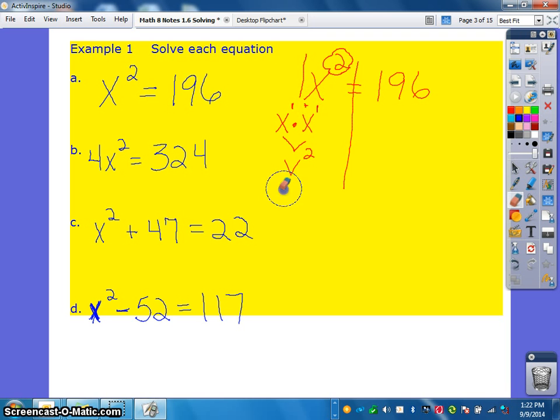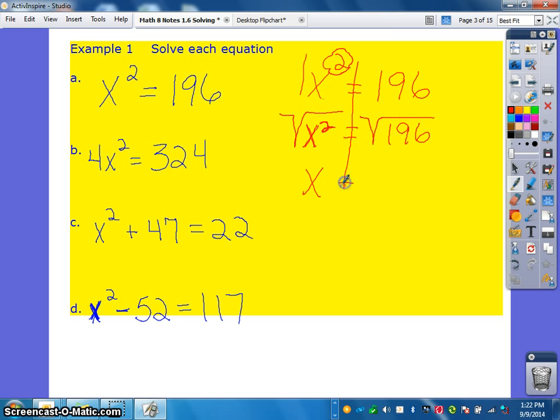What we need to do then, since we have it all the way down now to just 1x squared, we need to find the square root of both sides. So we find the square root of x squared. That will equal, because with an equation, what you do to one side, you do to the other, the square root of 196. Now I can simplify. What is the square root of x squared?